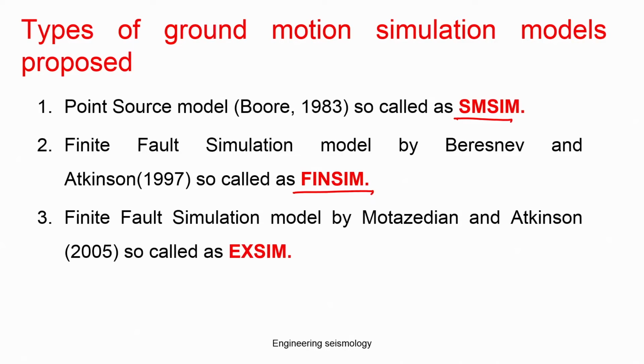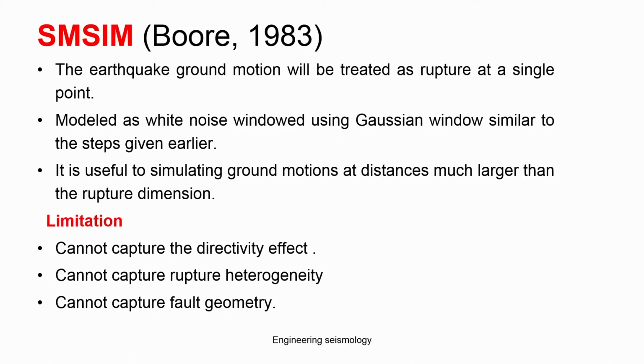The finite fault simulation model was again modified by Motazedian and Atkinson. That model is called EXSIM. So, these are the three different simulation models which are widely available in the world, and people use them to simulate ground motion data. We will discuss these models, their advantages and limitations, and what inputs are needed.